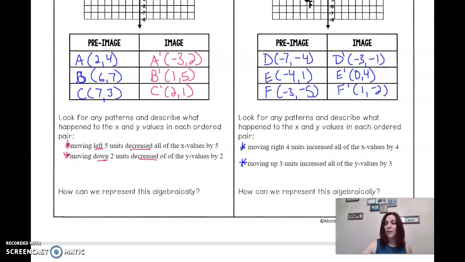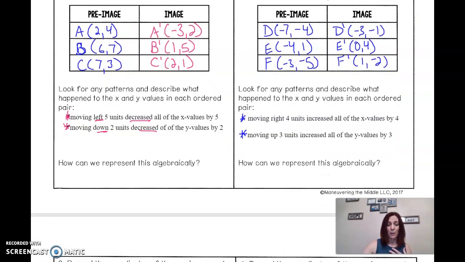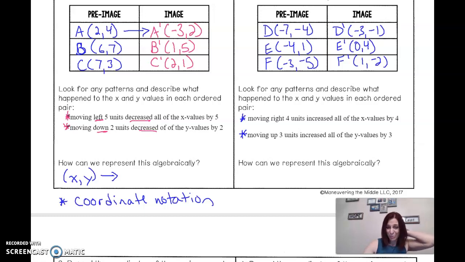So the last thing I want to cover real quick is just how do we explain this algebraically, okay? So what are we going to do to this point here to get this point? And this is called coordinate notation. Coordinate notation tells us what we're doing to each of the points, but algebraically instead of in words. So what are we doing to the x value? Well, we're decreasing, in this case, the x values by 5. So I'm going to take whatever my x value is and minus 5. 2 minus 5 is negative 3. 6 minus 5 is 1.